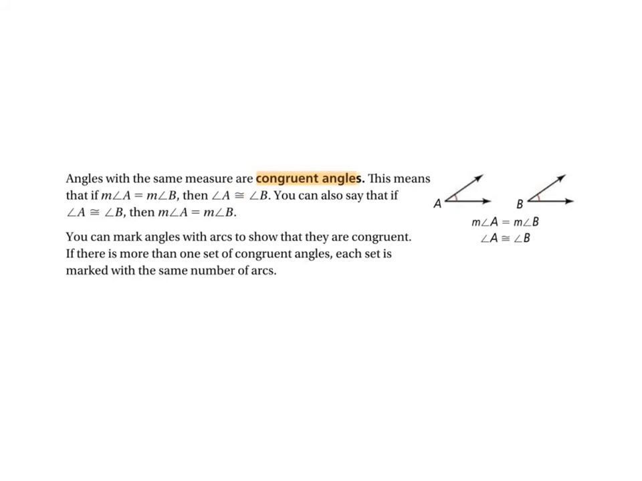The measures are equal. You can also say that if angle A is congruent to angle B, we can then make the statement that the measure of angle A is equal to the measure of angle B, because that's what congruence means. And of course, this talks about the angle marks. If you put an angle mark here and an angle mark here, we are making a statement of fact about angle A and angle B, that they are congruent and that their measures are equal. If we had another set of angles, angle C and angle D, that were congruent to each other, but not congruent to angle A and angle B, then angle C and angle D would have two angle marks.